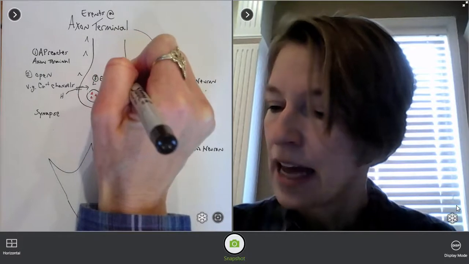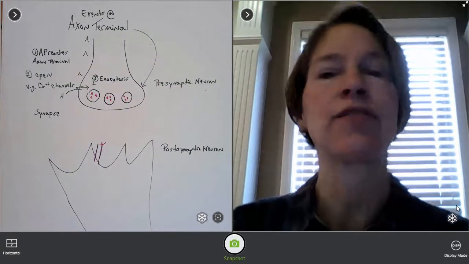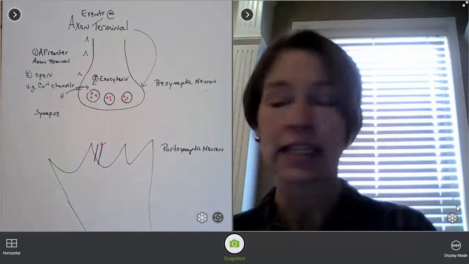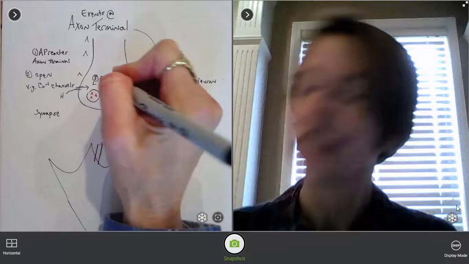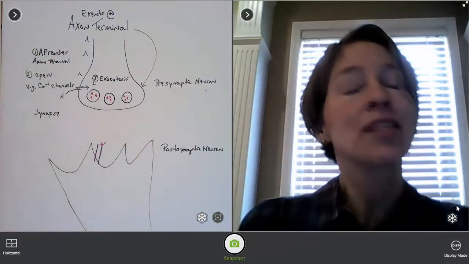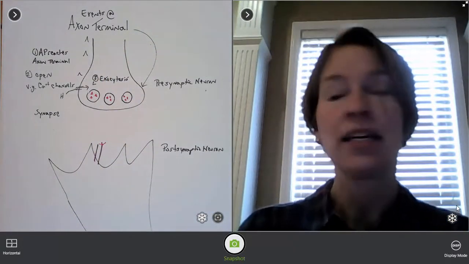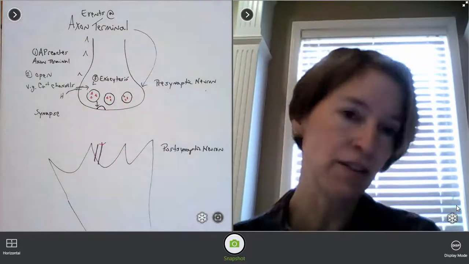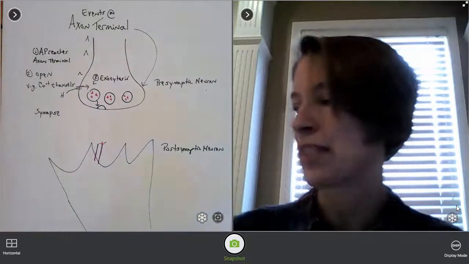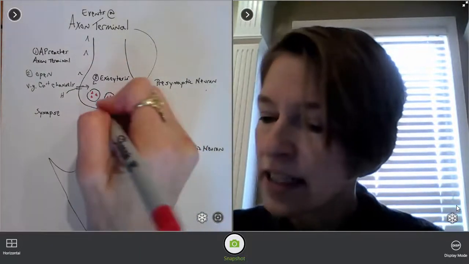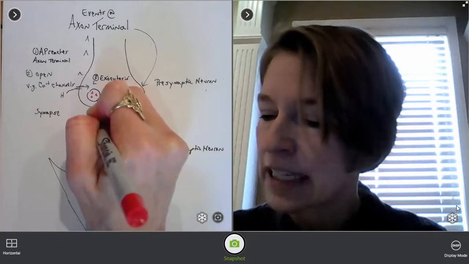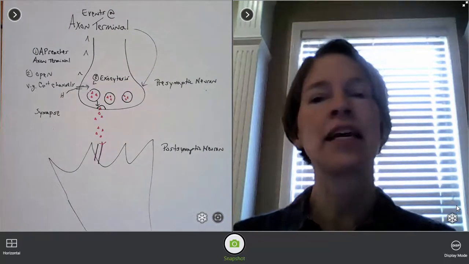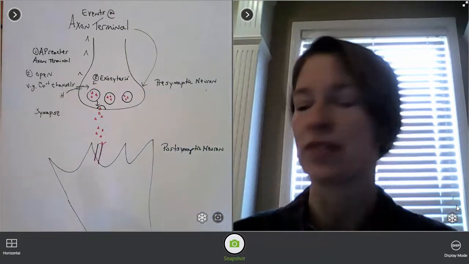exocytosis. And if you don't remember exocytosis from anatomy, you can look it up. It's in chapter 5. Exo means exiting. Cyto means cell. Tosis, process. So this is a process of something exiting the cell. So these vesicles can then fuse, because they're made out of phospholipids, with the cell membrane of the presynaptic neuron. And the contents will actually exit the cell. And now they're over here in the synapse, and they can bind with their receptor on the postsynaptic neuron.